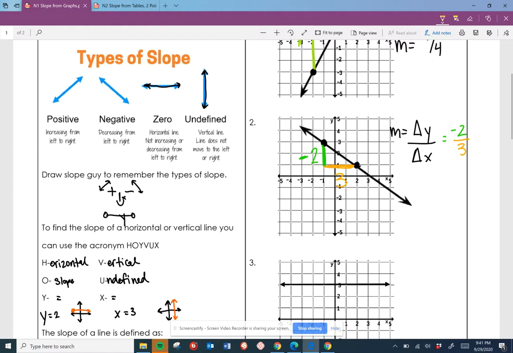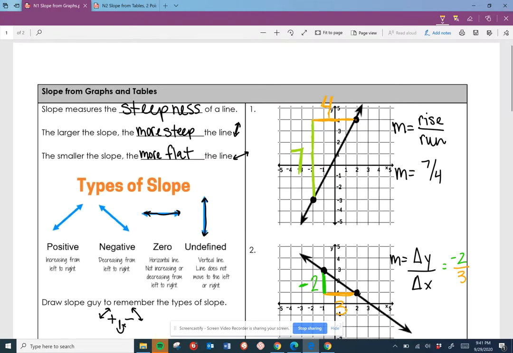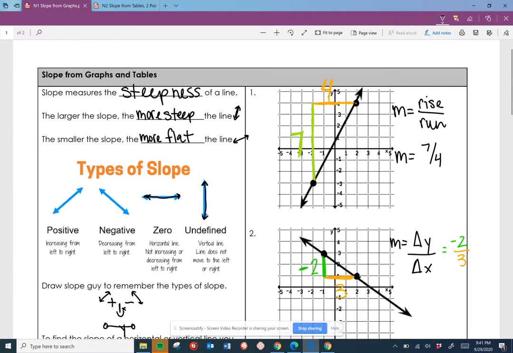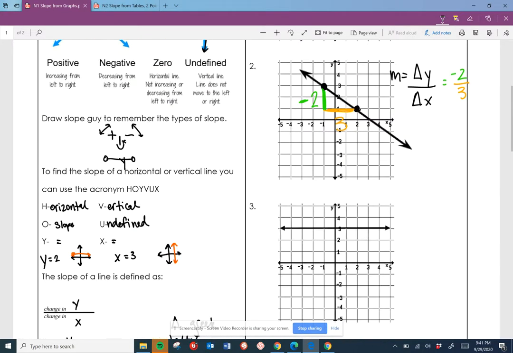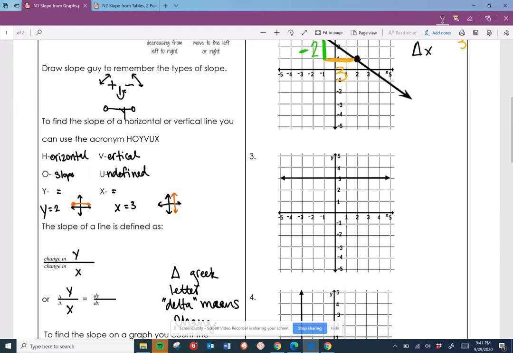Okay, on the third example, I have a horizontal line. So I'm going to remember what I learned when I was looking at Slope Guy as well as my HOI-VUX acronym. Okay, so if you remember in our Slope Guy, we had positive, negative, undefined, and 0, right? So if I'm looking at this line right here, this horizontal line, that would match this 0 slope. So in this example, my slope is 0, right?